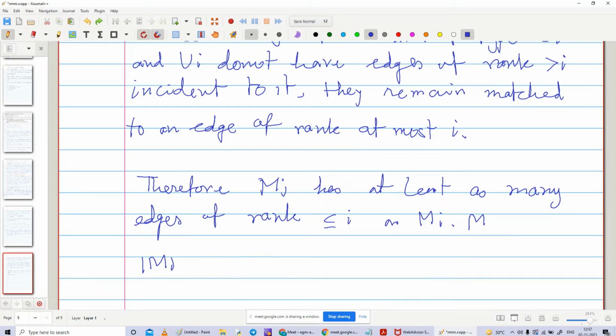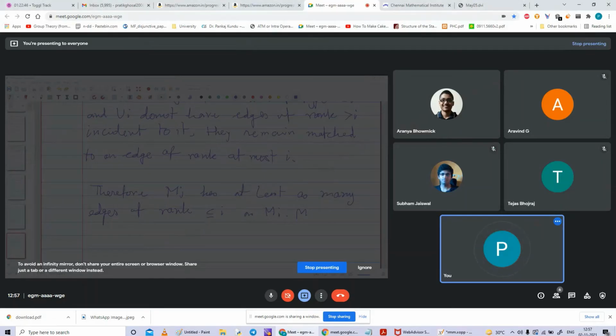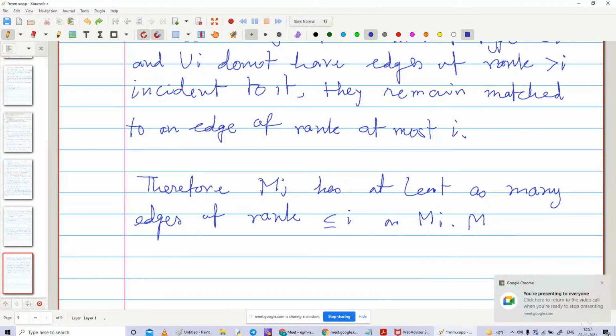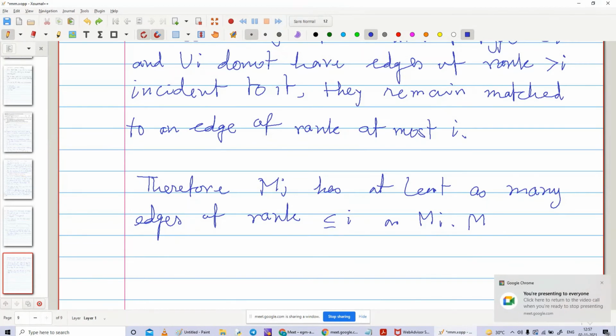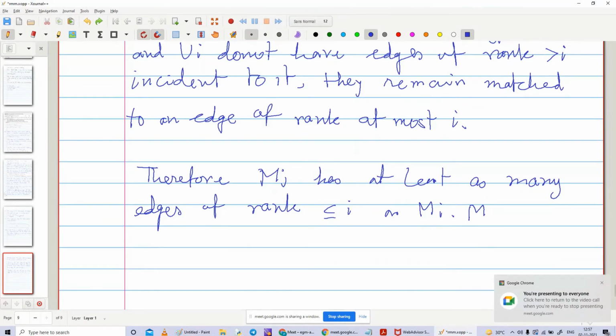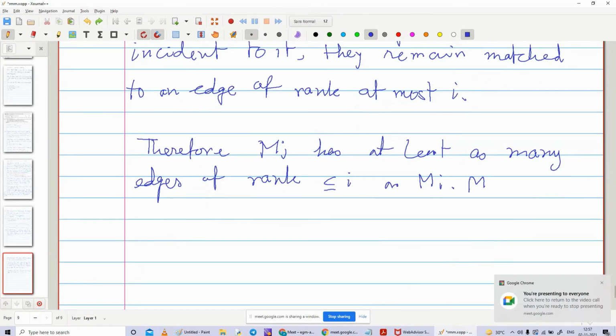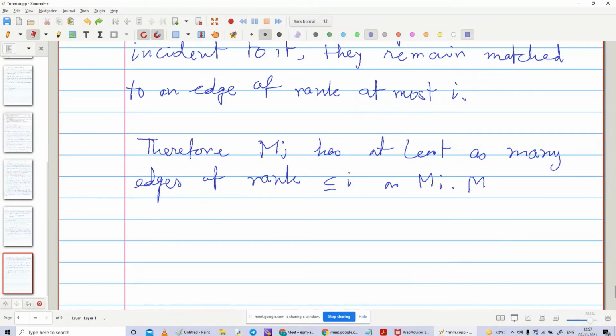Okay, thank you. I think this explanation was better with your help. Just one moment. Okay, now I think it's visible again. Okay, so this part is clear, why Mj has at least as many edges of rank less than or equal to I as Mi.